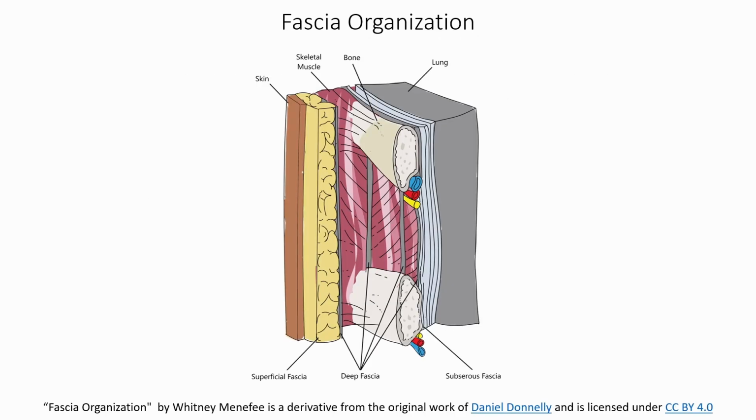Let's look at how these are organized. We have the skin, and then the superficial fascia. Superficial, we want to think closer to the surface, closer to the outside. Then, looking at the muscle and bone, we have the deep fascia, deep connective tissue. If you cut meat that you're making for dinner, you'll notice deep fascia in that meat because you're looking at muscle. And the subserous fascia is all the way down, up against organs. Here we have a gray box demonstrating a lung.